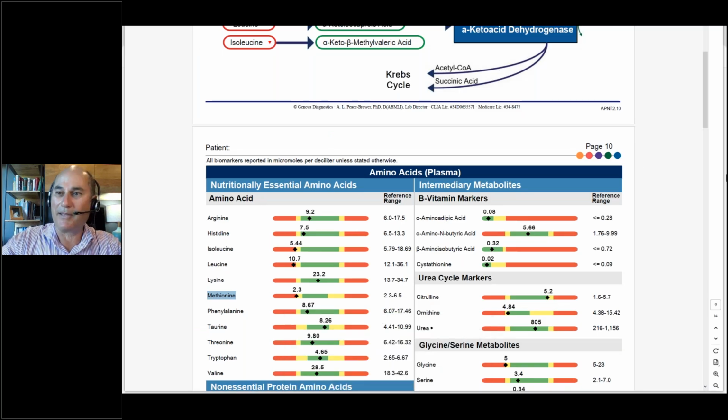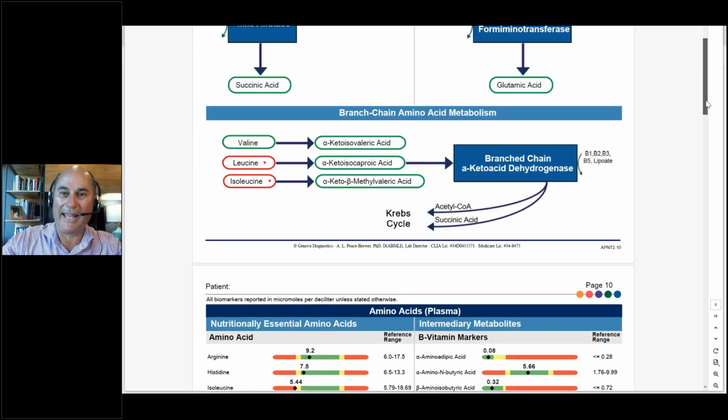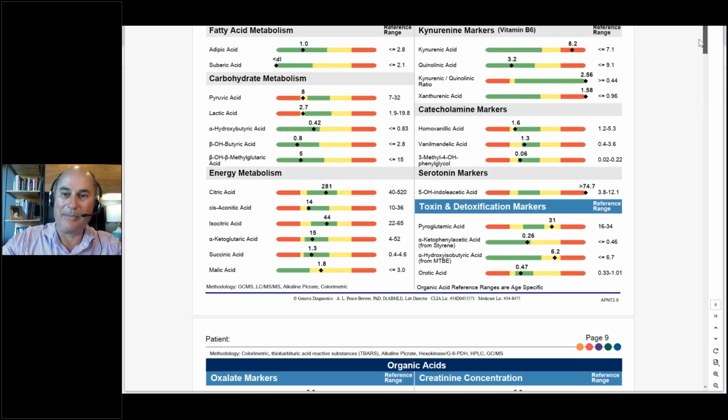So I'm going to make up something here, but let's pretend that this patient has normal tryptophan, okay? Which I actually think they do. But now we're looking at the serotonin marker here, and we see that it's quite high, okay?